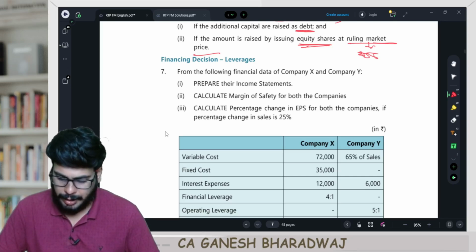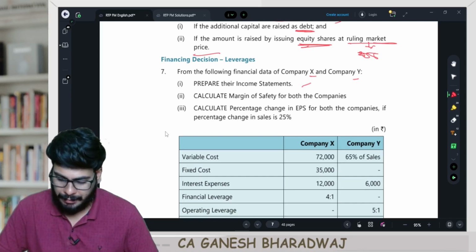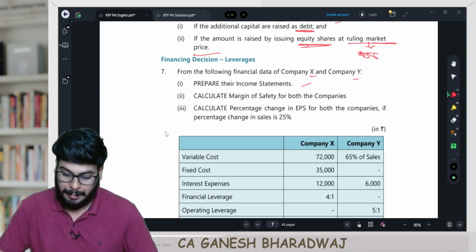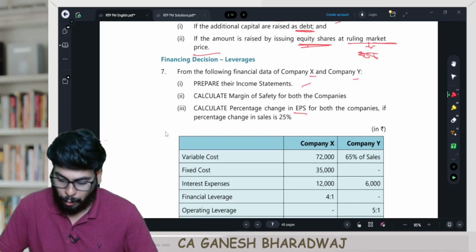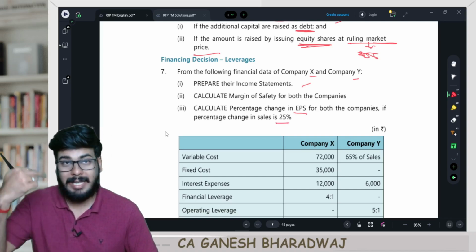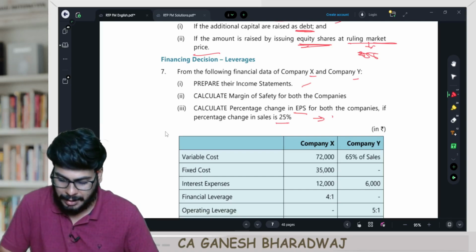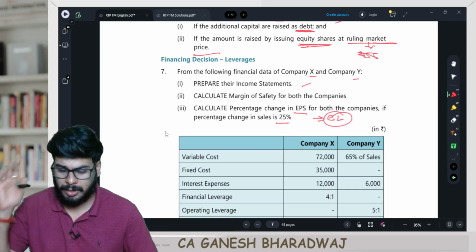From the following financial data of company X and Y, prepare the income statements, calculate the margin of safety for both the companies, and calculate the percentage change in EPS for both the companies if the percentage change in sales is 25%. So EPS and sales, topmost and bottommost figure they are comparing. Ideally speaking, this needs to be done using combined leverage concept only, right?